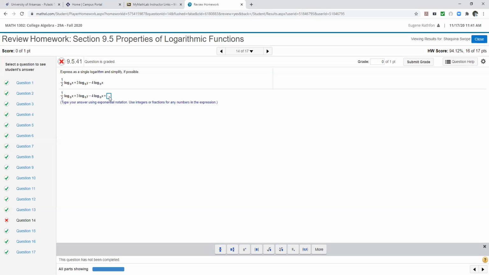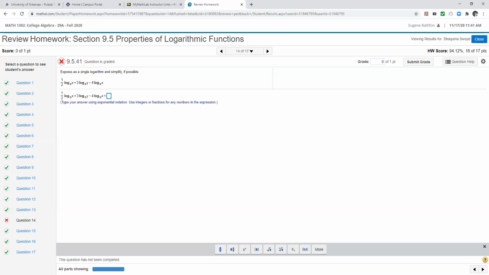Oh, I was getting X to the 7 halves on that. Let's see what happened. I got X to the 7 halves minus X to the negative 7 halves and X to the third as my exponent. Oh, so we don't like them exponents being negative, so that's why the X has to be on the bottom. So let me show you how your answer should look real quick.